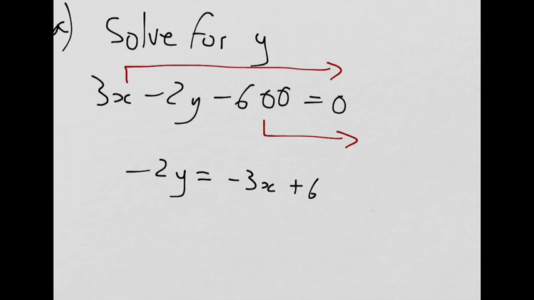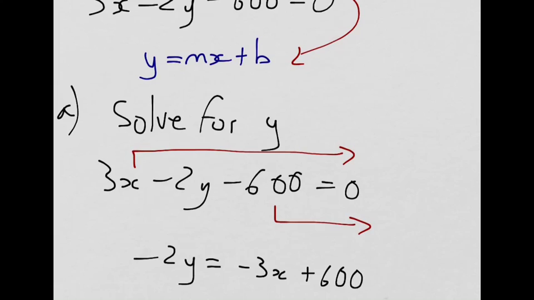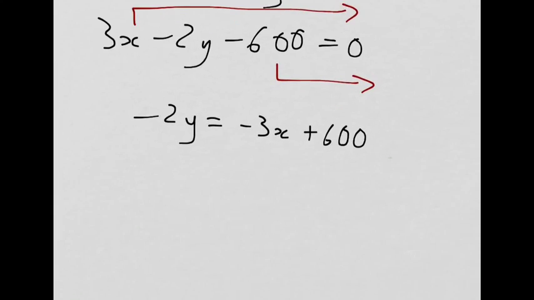Negative 3x plus 600. Why did I put negative 3x plus 600 and not 600 minus 3x? Why not do this? Because this would still technically be right. Because y equals mx plus b. Yeah. In slope-intercept form, you have y equals something times x plus b. That's kind of the order it goes in. You won't be wrong if you reverse it, but it's just trying to keep to the form.